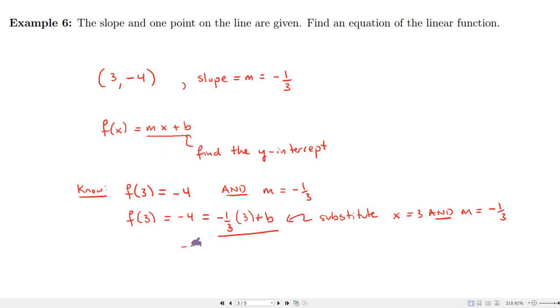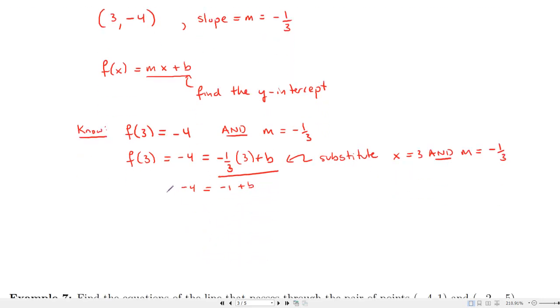We can determine b. So we have negative 4 is equal to 3 over 3 is 1, so this is negative 1 plus b. So then we just bring this over, and so add 1 to both sides, and we'll have negative 3 is equal to b. And now we're done because we know b is negative 3 and m is negative 1/3. So f of x is equal to mx plus b, which is negative 1/3 x minus 3.